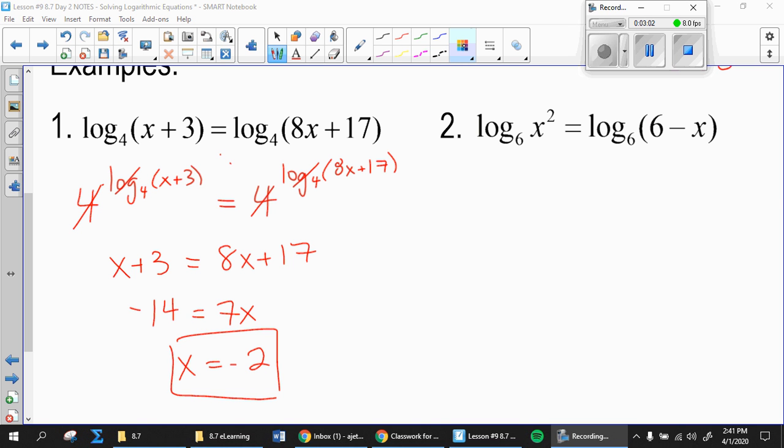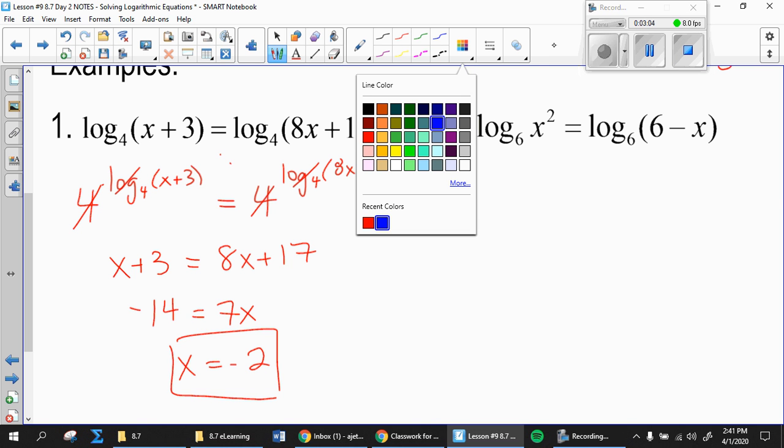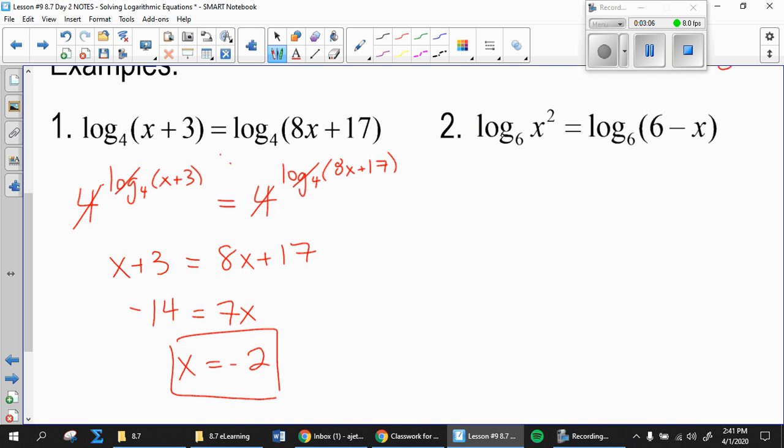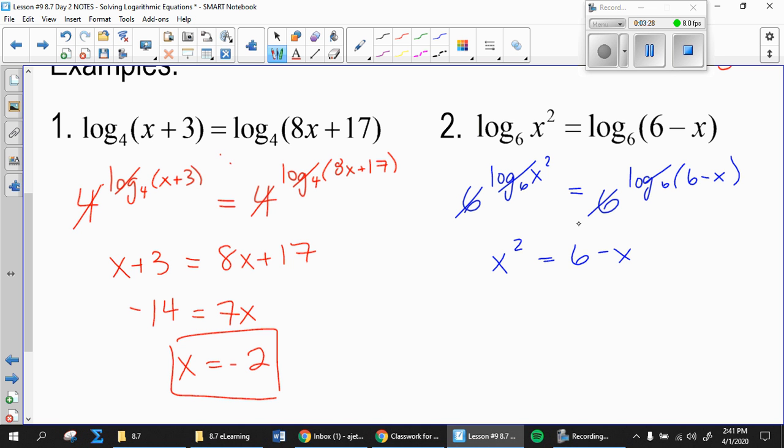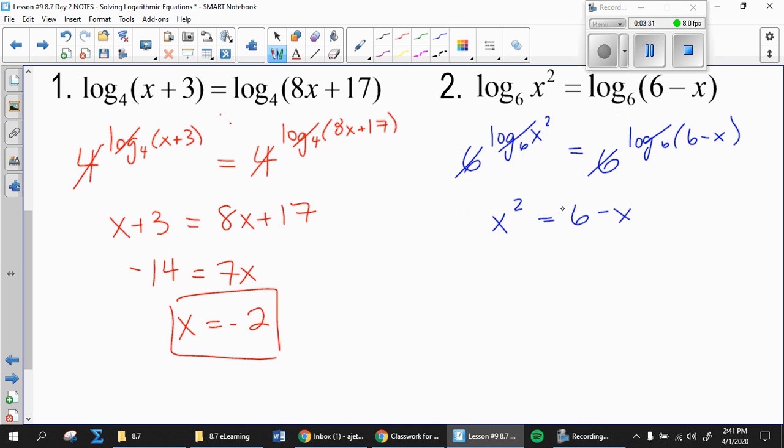Now on the second one, same thing. We have a log base 6 equal to a log base 6. And so all we're going to do here, again, is exponentiate both sides with this base 6. What that's going to do, again, is cancel out log base 6 and exponential base 6. Same thing here. It's going to leave us with x squared equals 6 minus x. Now, again, that is an equation we've dealt with before. It's just a quadratic.